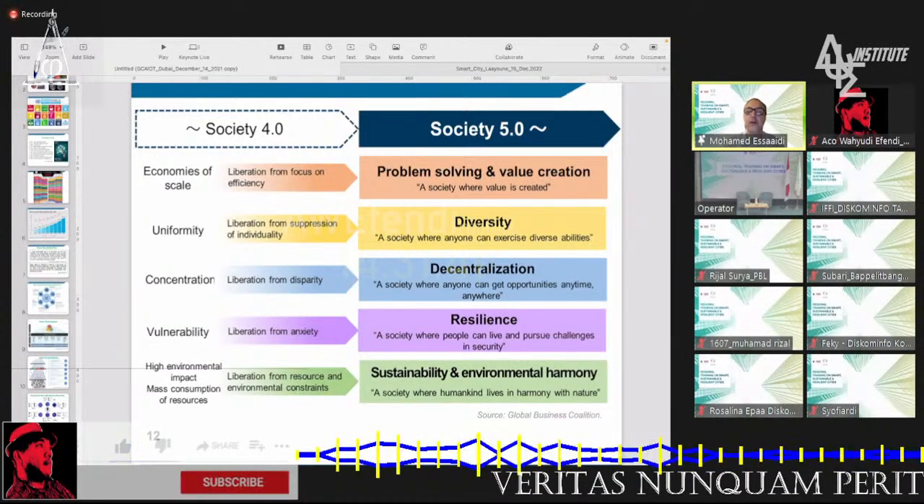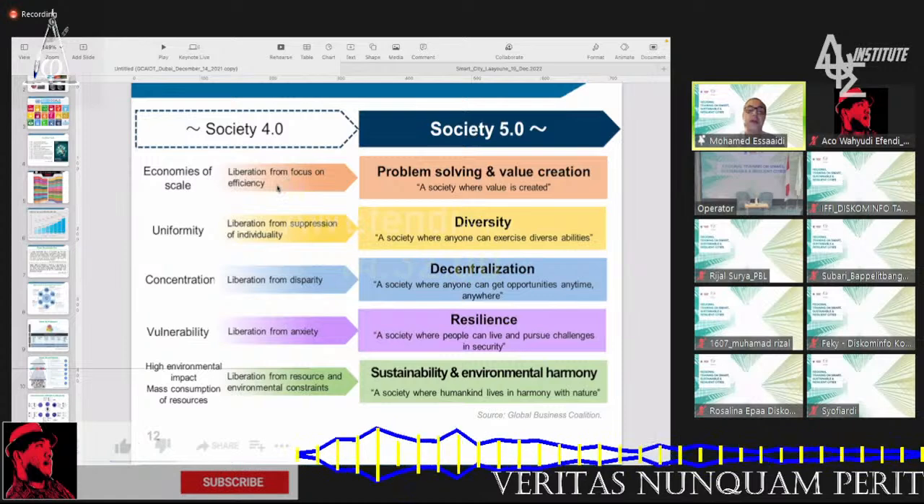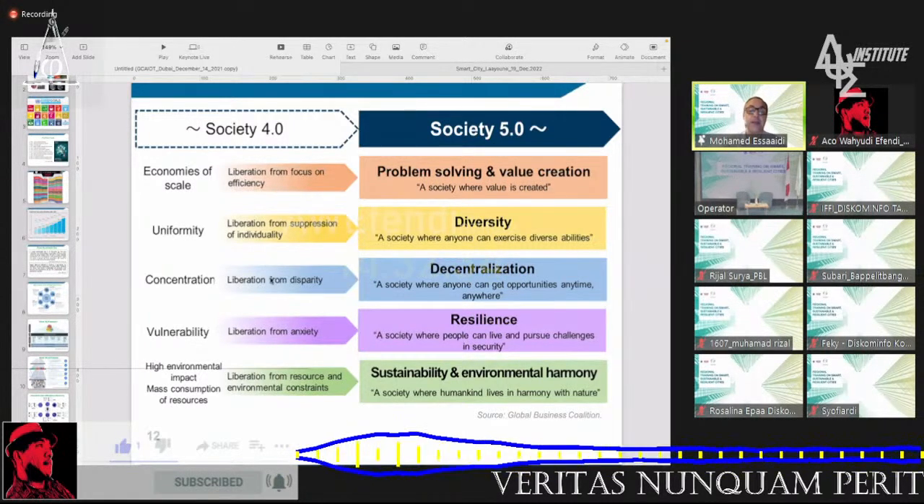In some way characterized as smart citizens or a society 4.0 or even society 5.0, according to a concept proposed by the Japanese government. Here you can see the difference between the two concepts. So society 4.0 calls for economies of scale to problem solve. Society 4.0 focused on liberation from separation of individuality. When we talk about uniform and society 5.0, which is a society where anyone can exercise diverse abilities.